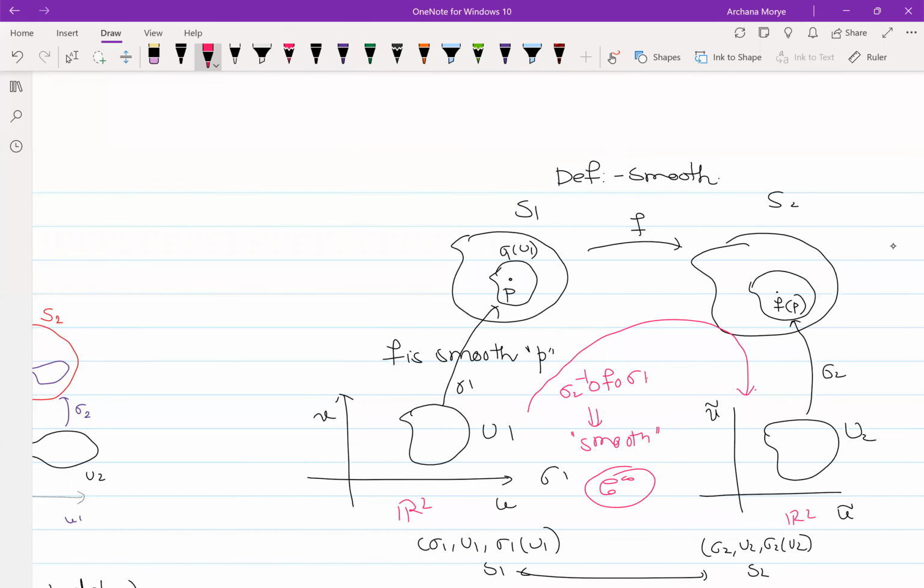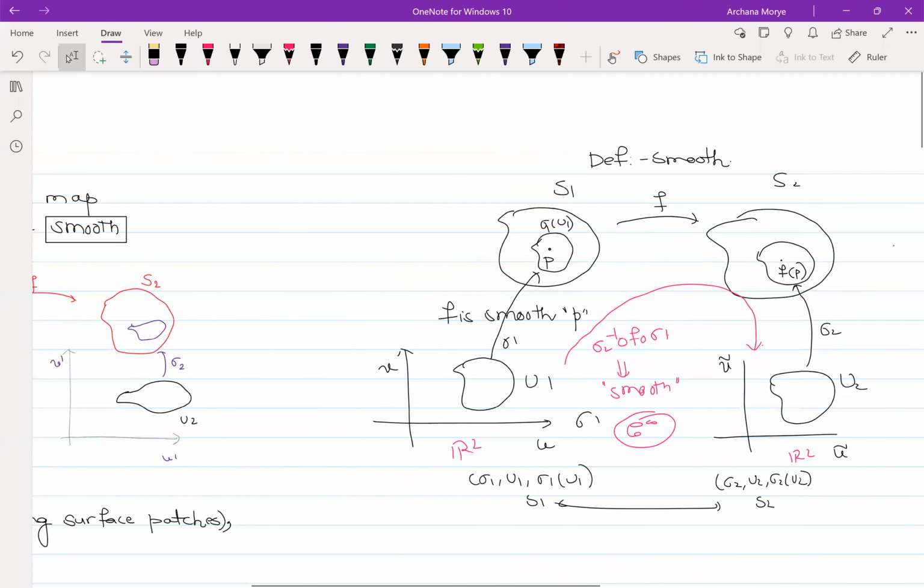Right, but whatever you are saying is correct. Since this map is from U1 to U2, here we know the definition of smoothness. So I'll say that this is smooth. This is precisely the definition of smoothness from S1 to S2. But in this definition, there are some problems. What is the problem actually?